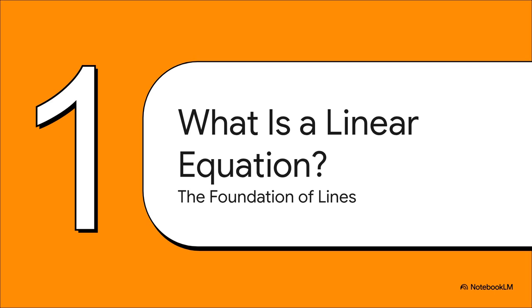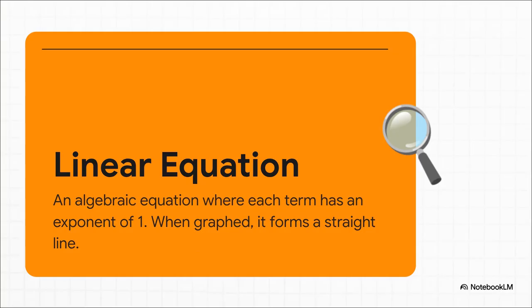Before we can start cracking any codes, we've got to know what we're looking at. This right here is the foundation for everything else we're going to talk about. You know, the clue is right there in the name. A linear equation is called that because when you plot it on a graph, it always, and I mean always, creates a perfectly straight line.